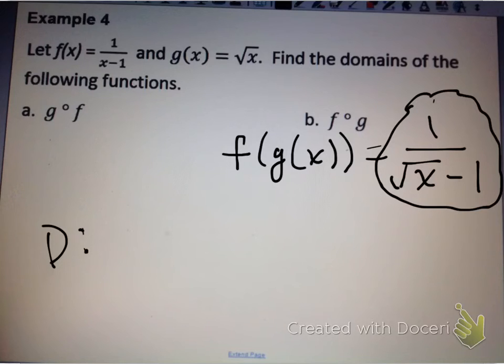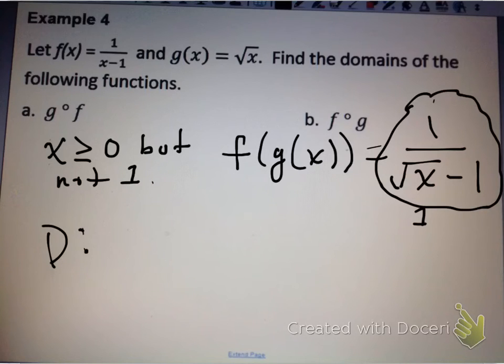Well, the first thing that strikes me is I can't have a negative square root. So x has to be greater than or equal to 0. Now, what happens if x is 1 though? If x is 1, notice the square root of 1 is 1, and then 1 minus 1 is 0, so then I'd be dividing by 0. So x is greater than or equal to 0, but it can't be 1.